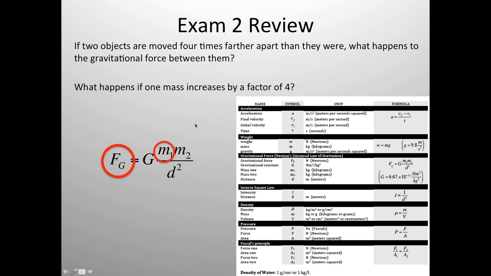So because they're both on top of the fraction on either side of the equal sign, that means that the relationship is directly proportional. So directly proportional means that as one value increases, the other value will increase as well, and by the same amount. And then the same thing goes if one value decreases, the other value decreases as well, and they decrease by the same amount. So if one mass increases by a factor of 4, then the gravitational force will also increase by a factor of 4.